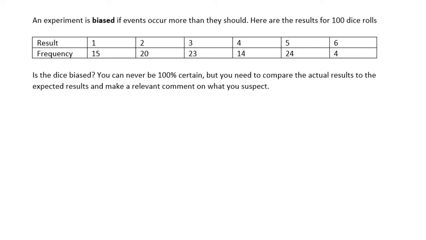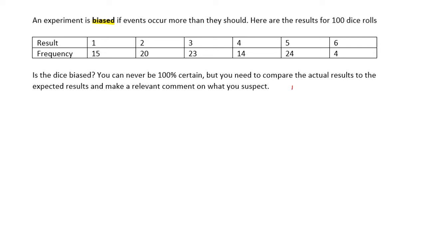The last word we're defining here is bias, and bias is where one event is favoured over another, or one event is less favoured. We've got the results here for 100 dice rolls, which look okay for the most part, and we're asked, is this dice biased?